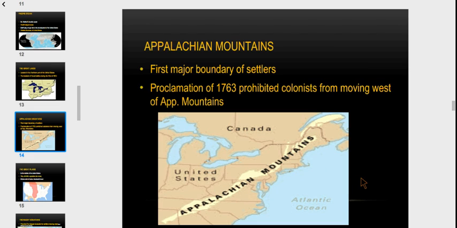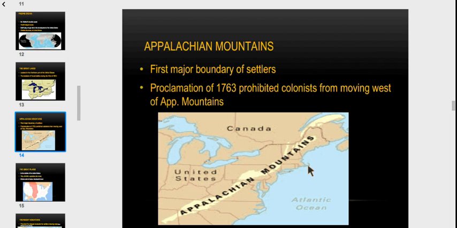Appalachian Mountains. Right now, Ms. Abel is talking about the Appalachian Mountains in 7th grade history. The Appalachian Mountains are a string of mountains on the eastern part of the United States. They're going to provide the first boundary to settlers. This is really important, is the word first right here. Because later on we're going to see the second boundary.